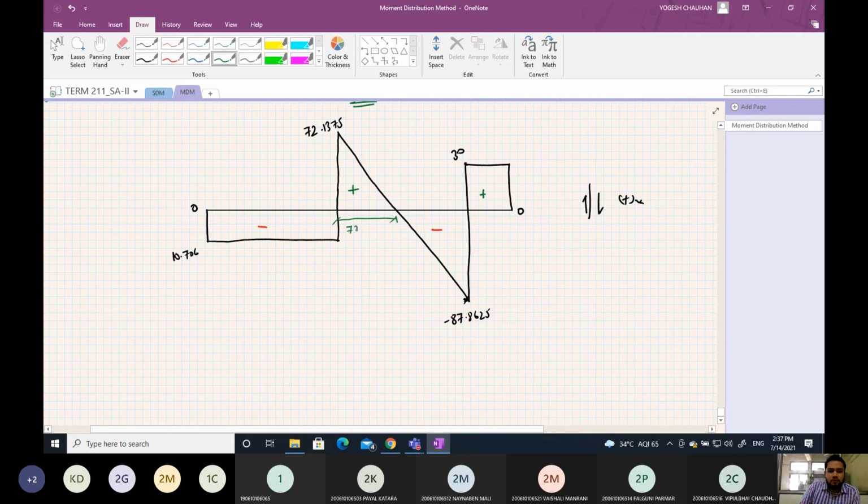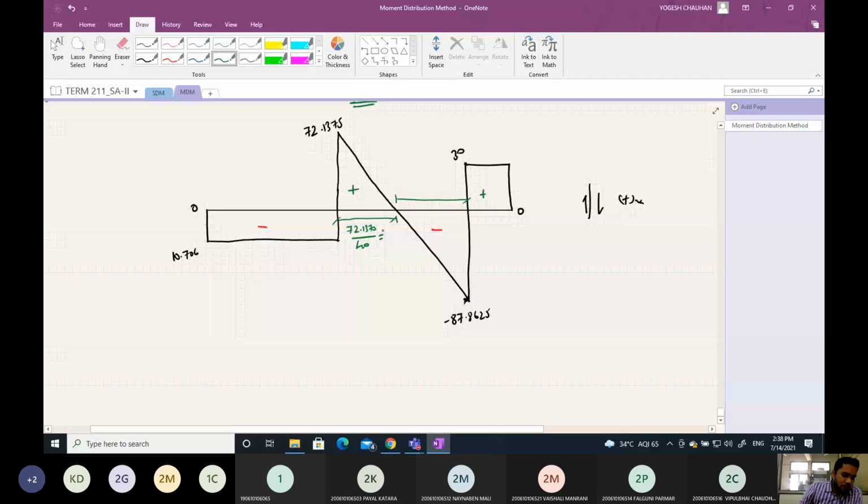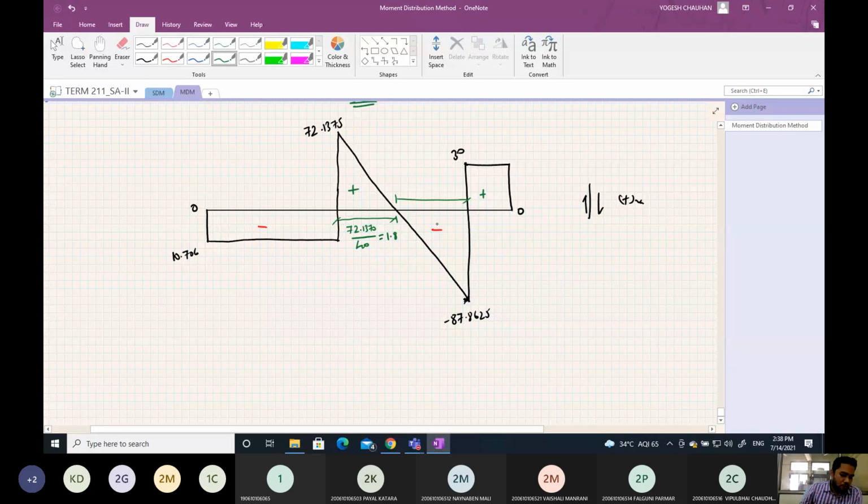This distance will be 72.1375 divided by 40. 40 is the intensity of the load. And this distance will be 87.8625 divided by 40. So 72.1375 divided by 40 is around 1.8 meter. Okay, so this will be around 2.2 meter.